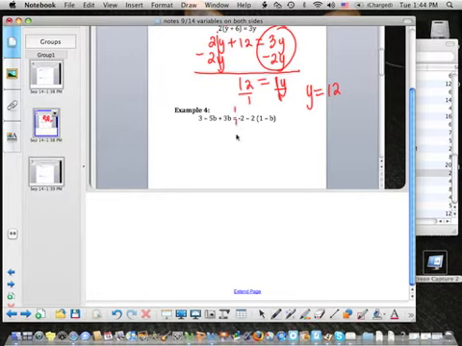So I'm going to put my wall, because I really want to focus on working on one side of the equation at a time versus the other. So I'm going to start right here. I see like terms. Now these are like terms because they're both on the same side of the equal sign.